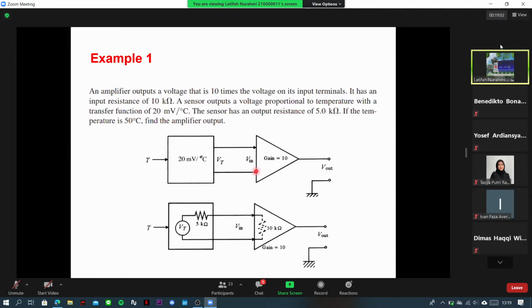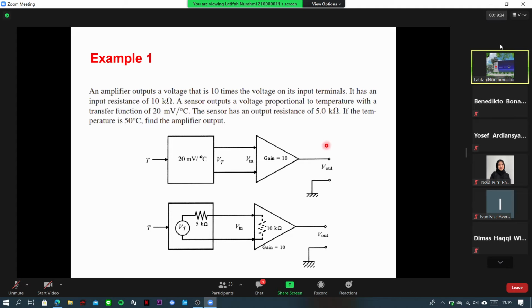This voltage is coming to the amplifier. This triangle symbol is the amplifier, and you should keep that in mind. Then this amplifier has a gain equal to 10, because it will amplify the input voltage 10 times to become the output voltage.